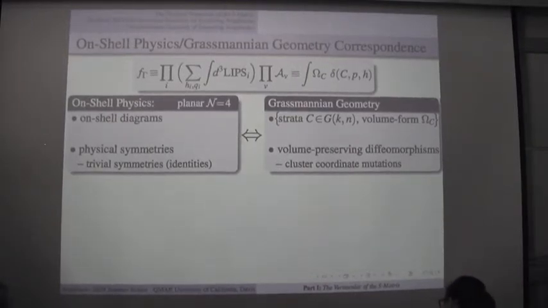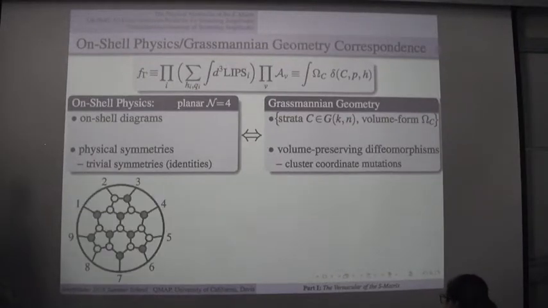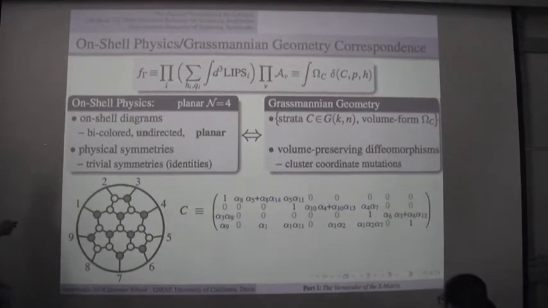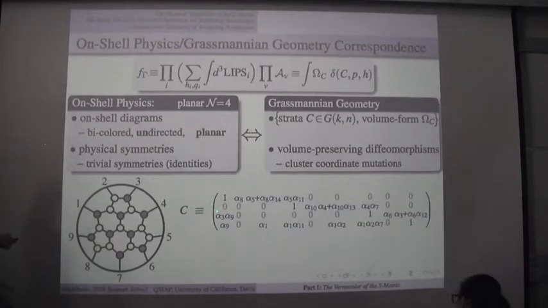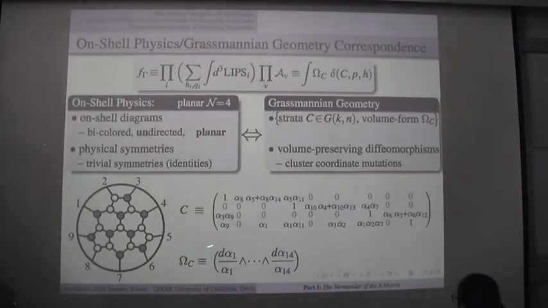So let me just show you what this kind of correspondence looks like. And again, we're going to derive this in much more detail in the course of these lectures. But for planar theory with maximum supersymmetry, of which there's only one, we're talking about two colored, undirected graphs that are drawn on the plane, like this. So any graph like this makes sense. And the strata, I'll show you how to construct this map in the course of these lectures. But you get some submanifold inside the space of k by n matrices. And the volume form is about as simple as it could possibly be. It's just d log, d log, d log, in all the variables.